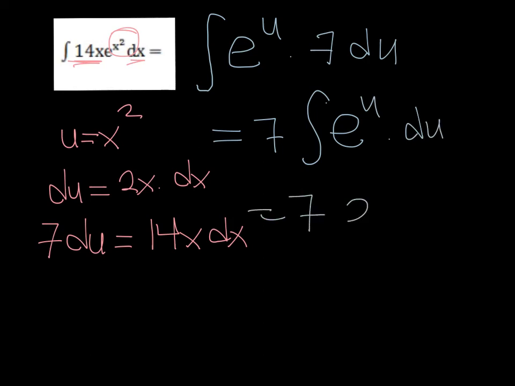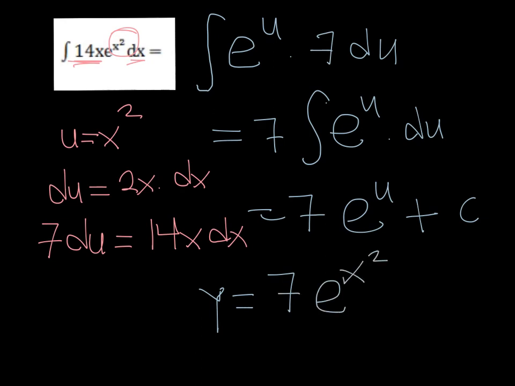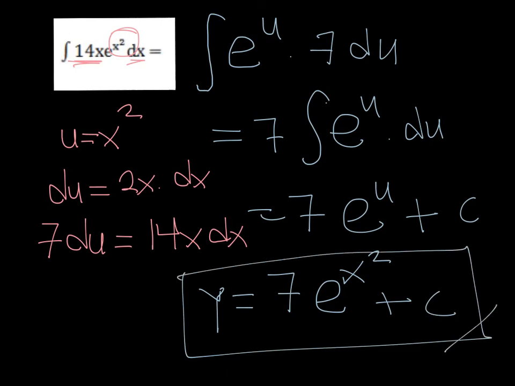And by using the formula, you know that the integral of e to the u is e to the u plus c. So let's go back to our original variable of integration, which was x squared. So we have our antiderivative or indefinite integral, 7e to the x squared plus c. And let's do the verifying. So we have everything verified.